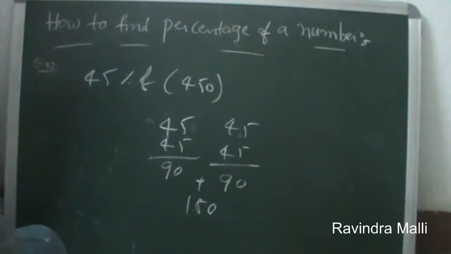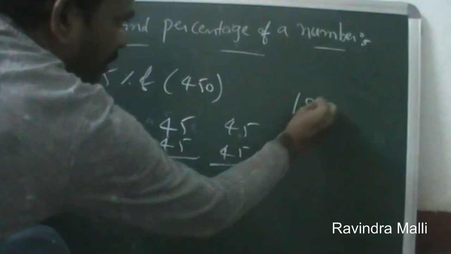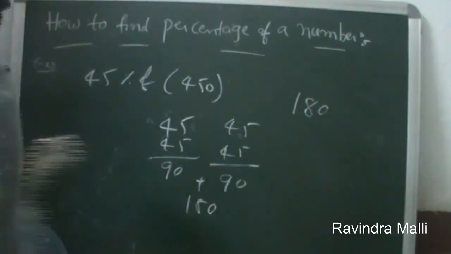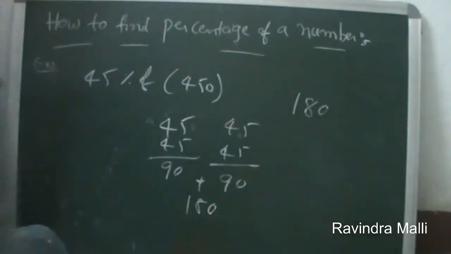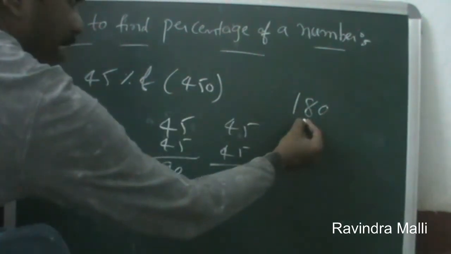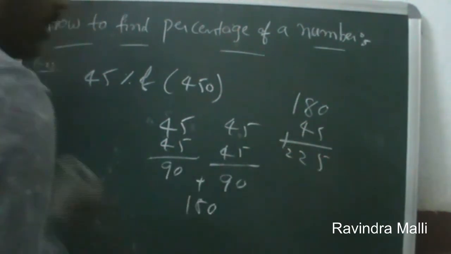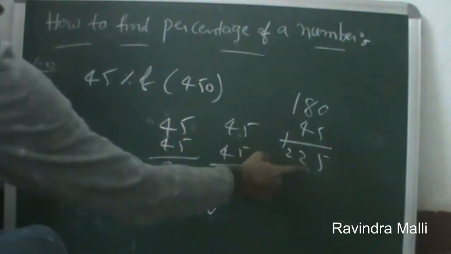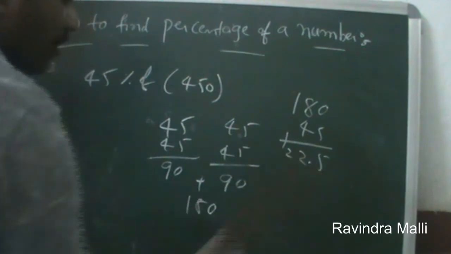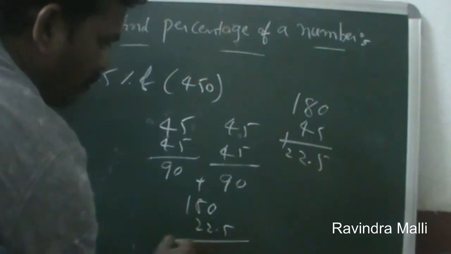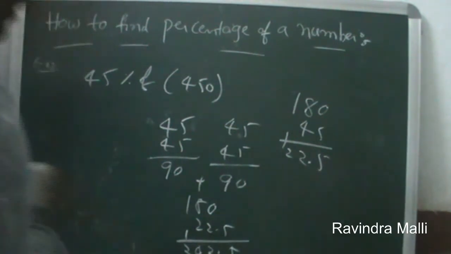So 90 plus 90 is 180. This is 40%. We have found that 40% is 180, and then 10% more is 45, that is 225. This is actually 50%, but we need 5%, that is 22.5. So add 22.5 to this number. The value is 202.5.